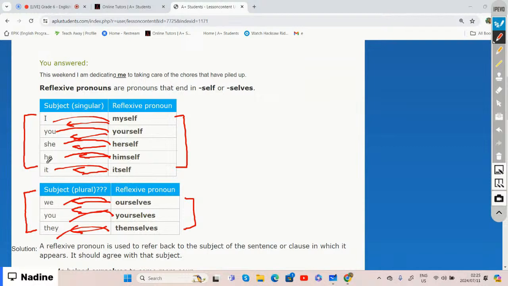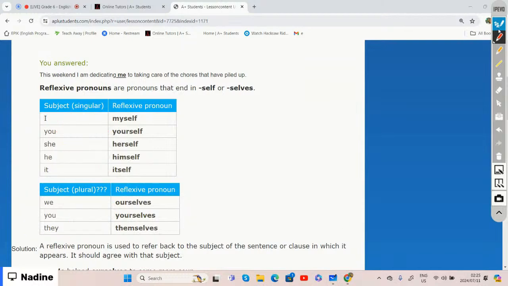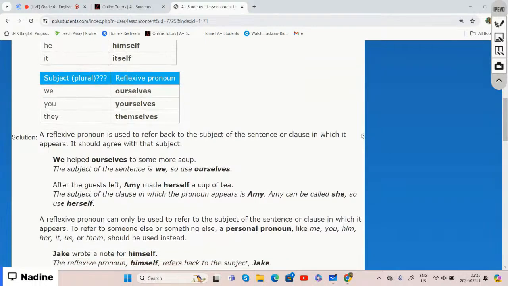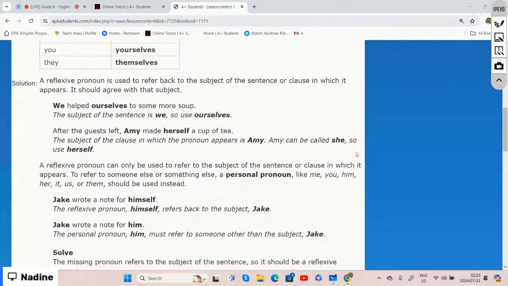All right. And we said that also when it comes to reflexive pronouns, right? A reflexive pronoun is used to refer back to the subject of the sentence. And we said that, for example, themselves refers back to they, yourselves refers back to you, herself refers back to she, right? That is how it needs to be. Reflexive pronouns refer back to the subject of the sentence or the clause in which it appears.